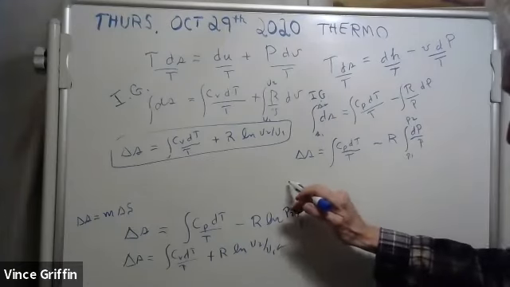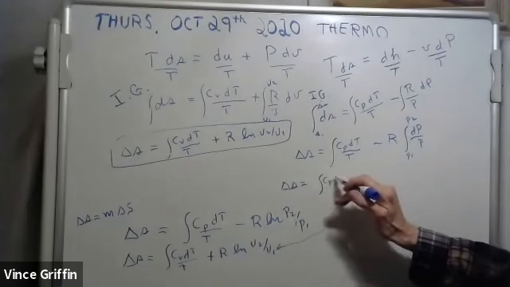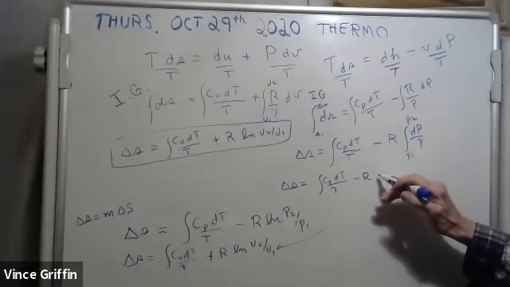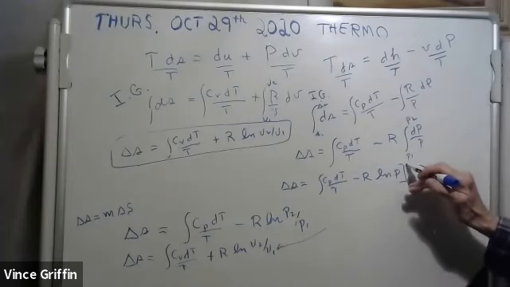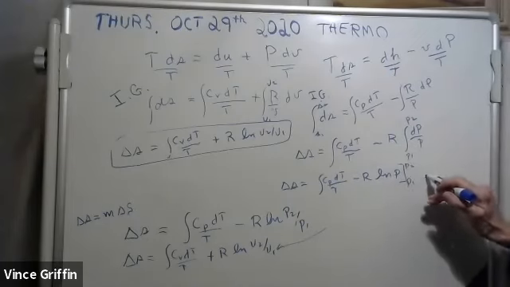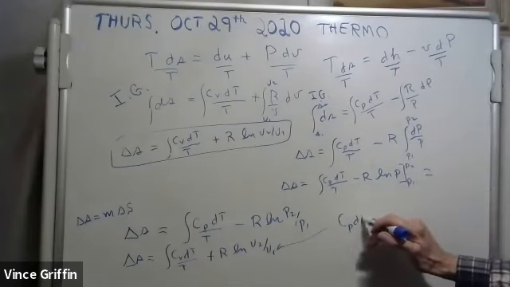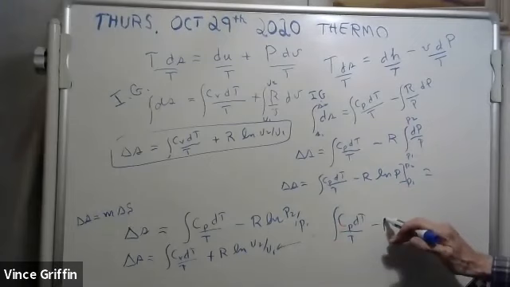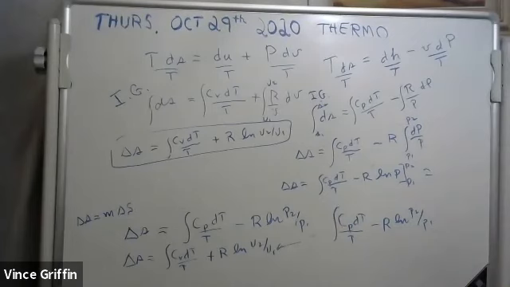Now that's equal to, you could leave this as it is for right now. But see, that's equal to R times the natural log of P when you plug in P1 to P2. And what you'll get is C sub P dt over T minus R natural log of P2 over P1. I hope I didn't lose anybody, but that's that equation there. That's where it came from.